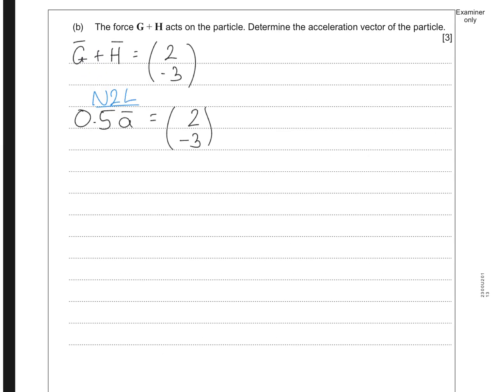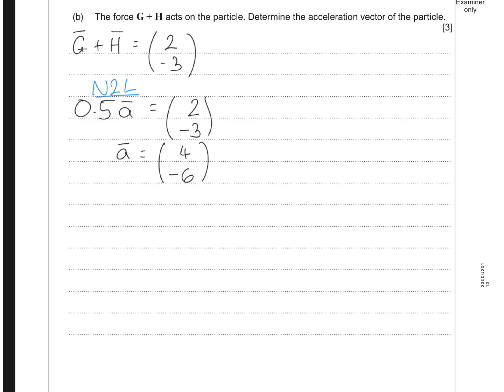When you divide by 0.5, that's the same as doubling. So I'm going to get 4, minus 6, because that's an acceleration, it's meters per second. Notice I've left my answer in vector form because it literally says vector there, but if it said determine the acceleration, that acceleration is a vector quantity, so I'd still need to know to leave it in this form. Okay, moving on.